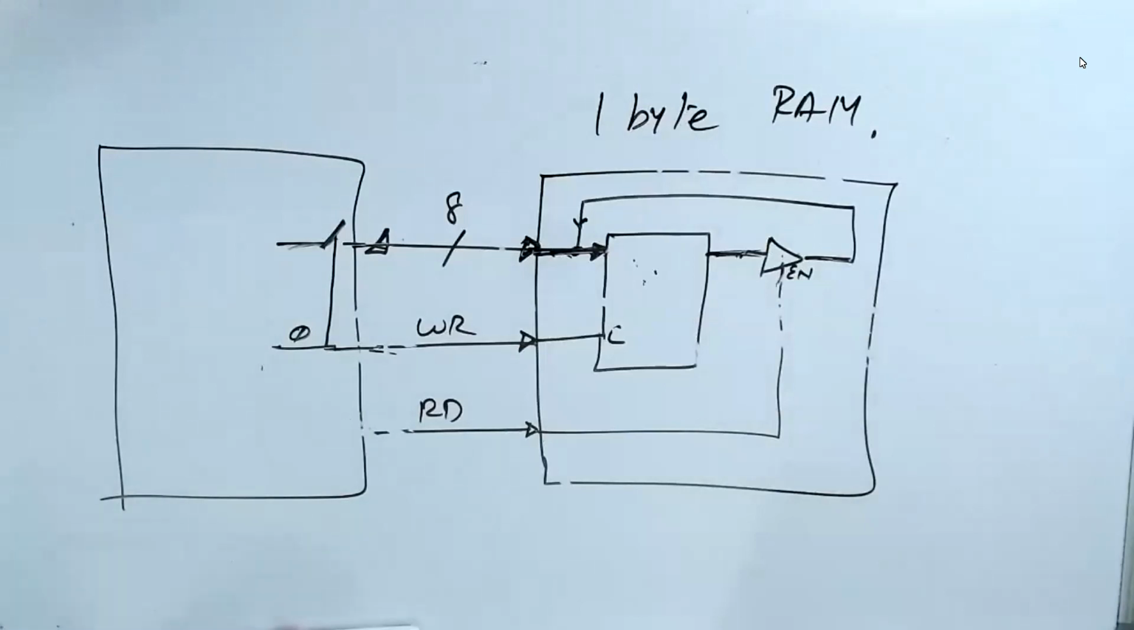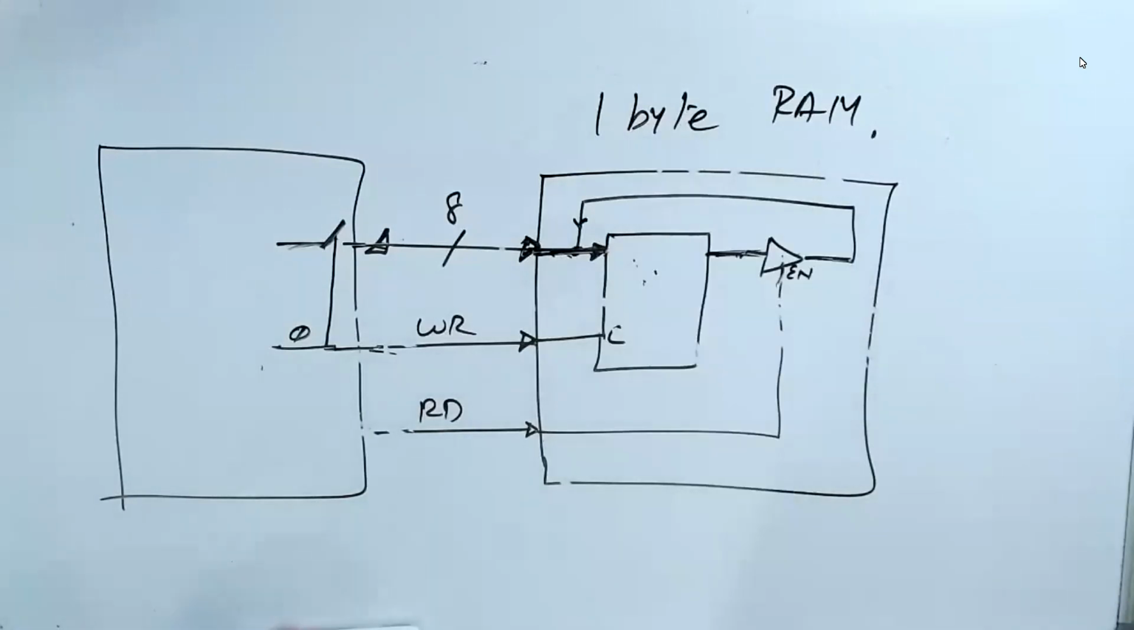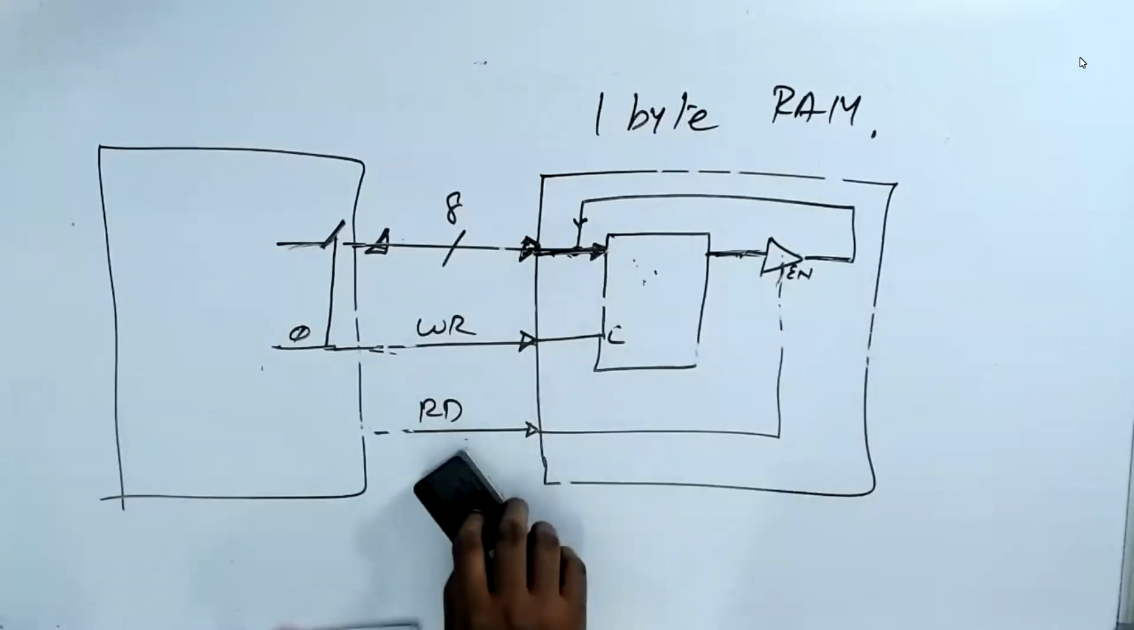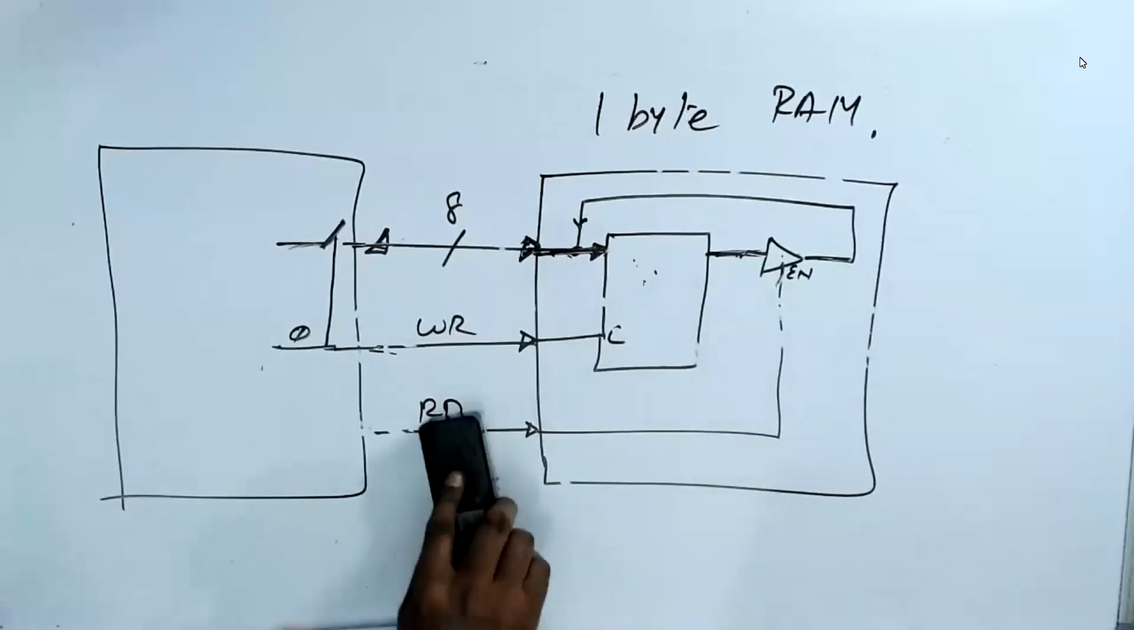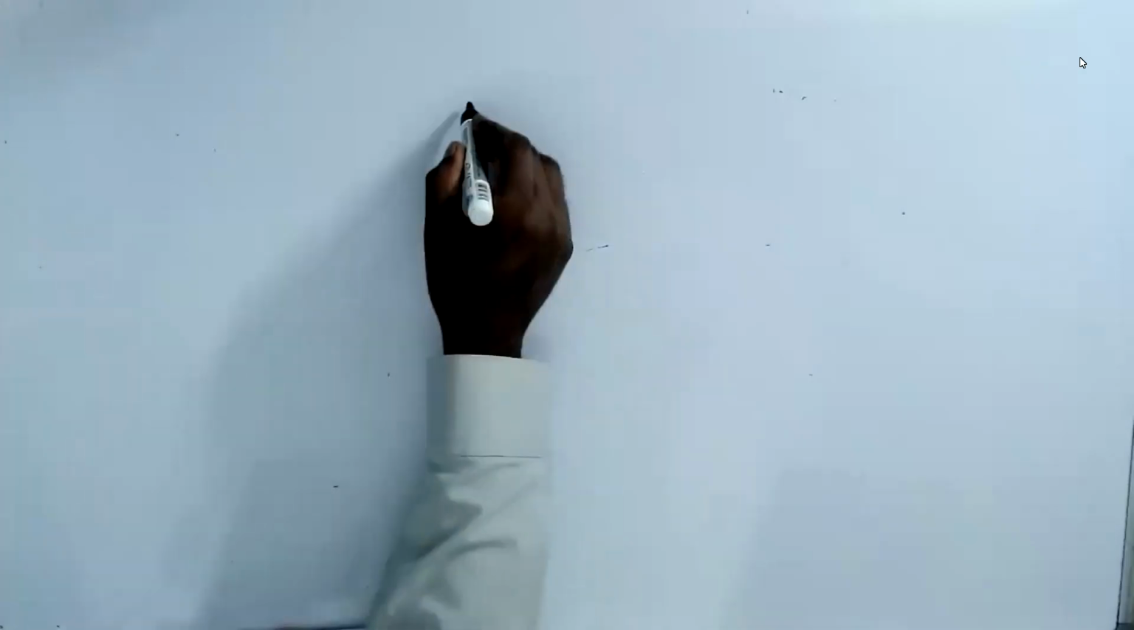Then people thought, hey, if I have only 1 byte, I can store only 1 byte. I want to store 2 bytes. So what they did was, they copied the same block. They copied the same block. That you should understand now. That is, I copy the same block.